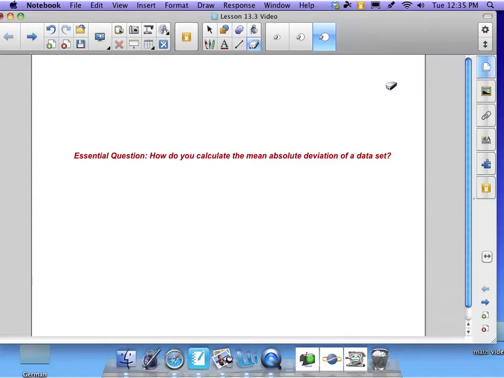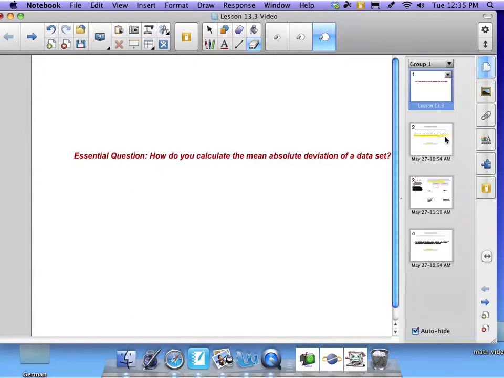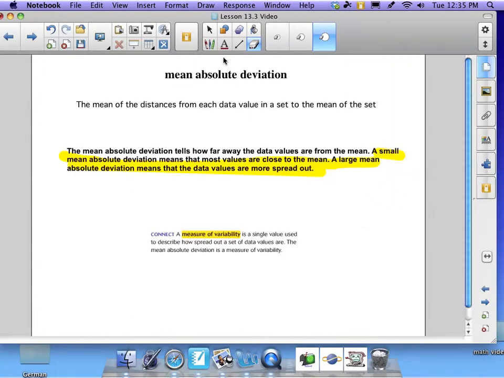Okay, how do you calculate the mean absolute deviation of a data set? Mean absolute deviation is the mean of the distances, or the average of the distances, from each data value in a set to the mean. The mean absolute deviation tells how far away the data values are from the mean. When you have a small mean absolute deviation, it means that most of the values are close to the mean. A large mean absolute deviation means that the data values are more spread out.